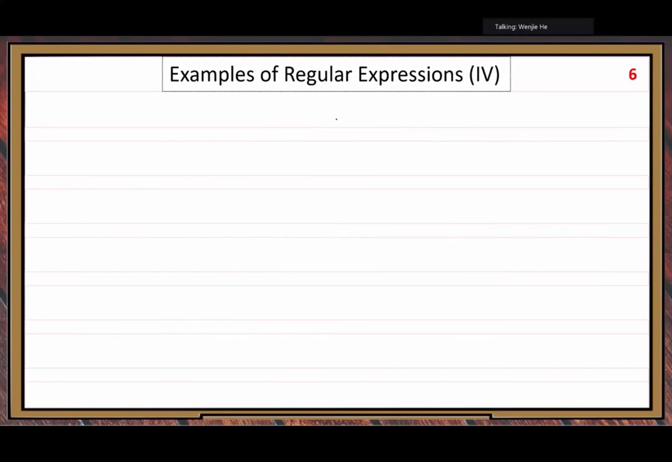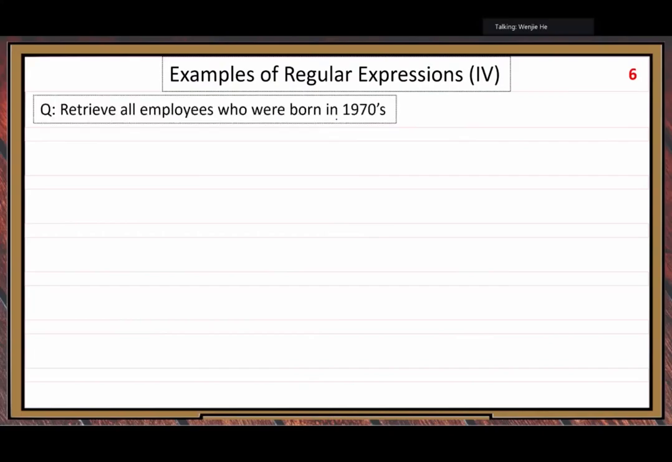Then that's part 4. Retrieve all employees who were born in the 1960s. Here we need to use the birth date. The field name is called B date.